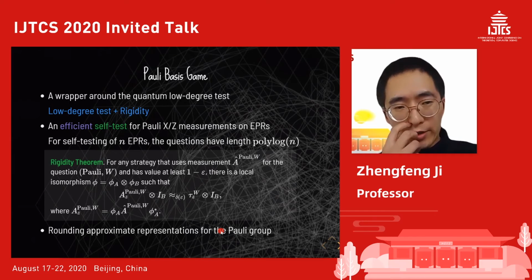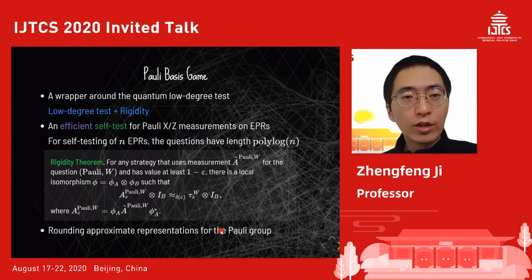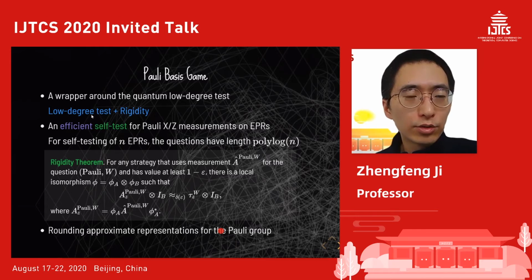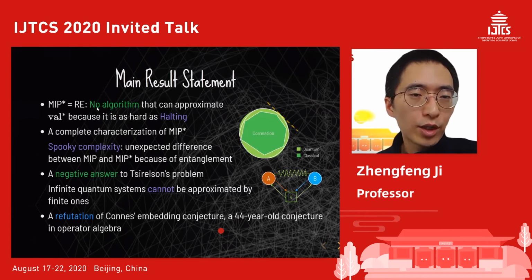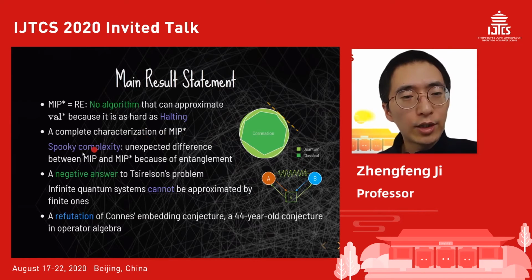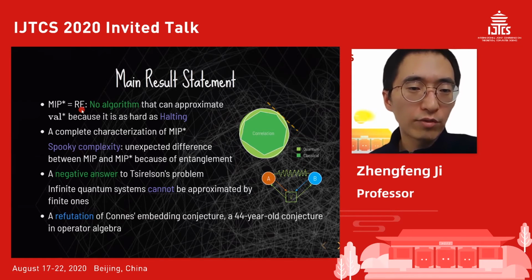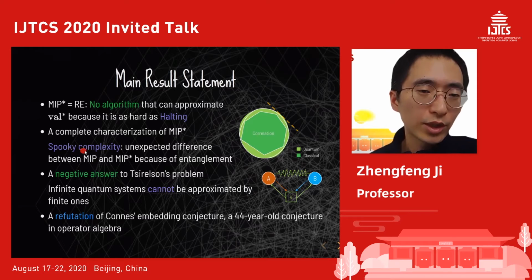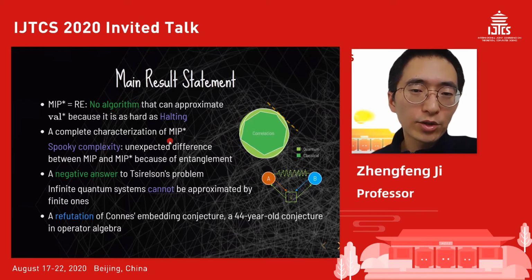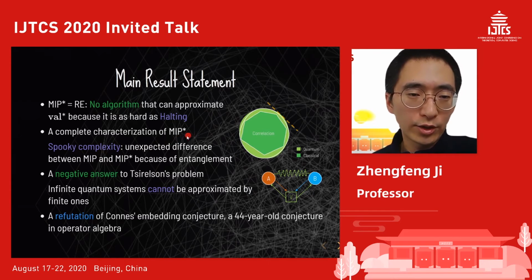So our main result is that we have shown that M star equals I, and therefore no algorithm can approximate this value, because the problem is as hard as halting. This gives a complete characterization of MIP star, and the answer is really a surprise to all of us. What we call spooky complexity is the biggest possible: it's in RE, as hard as the halting problem.